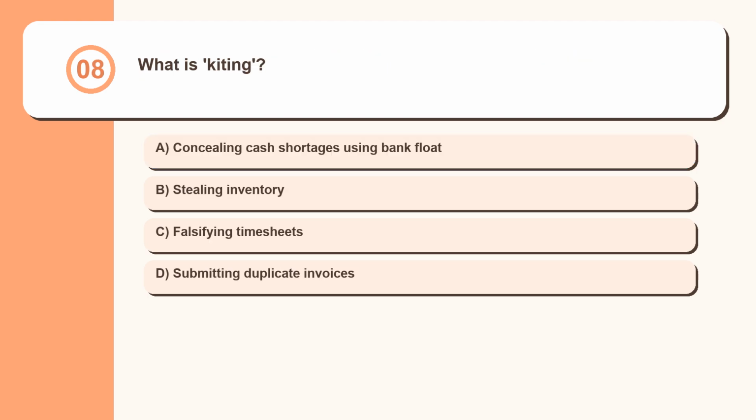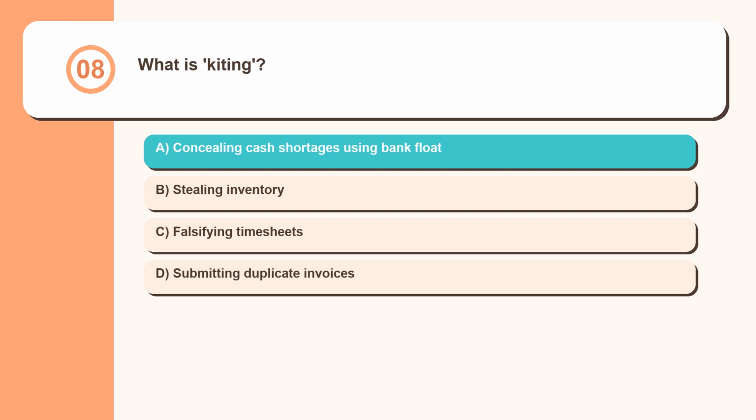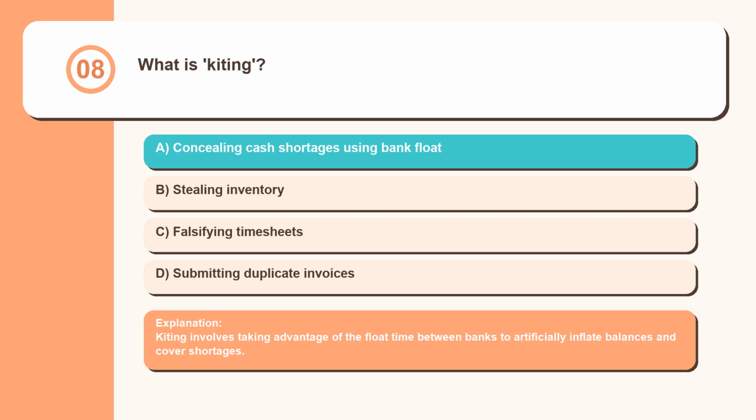Question 8. What is kiting? Concealing cash shortages using bank float, stealing inventory, falsifying timesheets, submitting duplicate invoices. Kiting involves taking advantage of the float time between banks to artificially inflate balances and cover shortages.